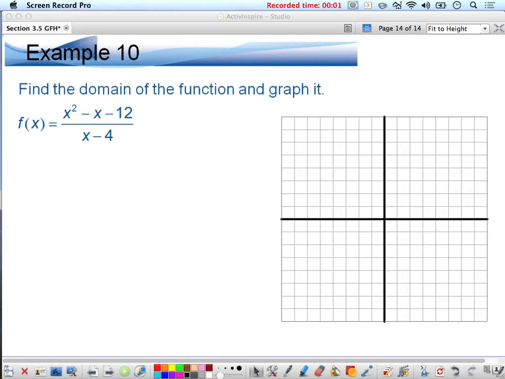For our final function of section 3.5, we want to look at f of x equals x squared minus x minus 12 divided by x minus 4. First off, does it have any horizontal asymptotes? No. Does it have a slant asymptote?